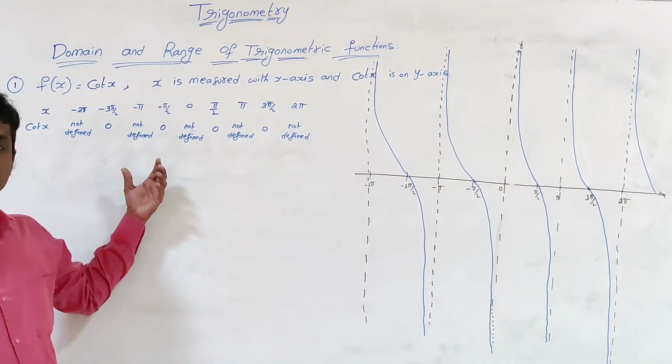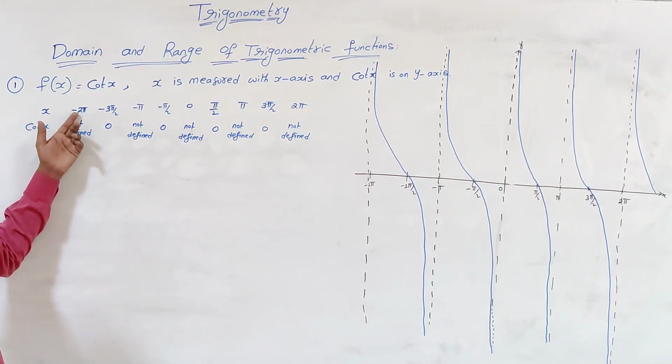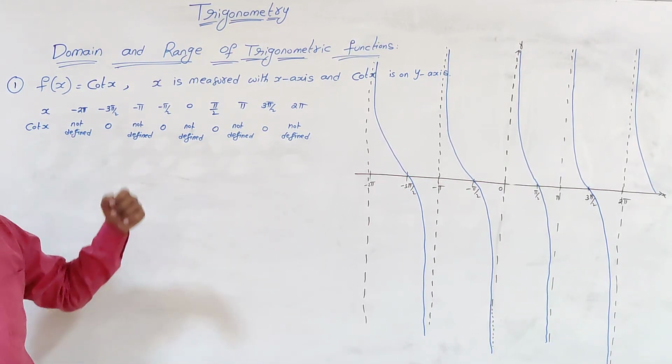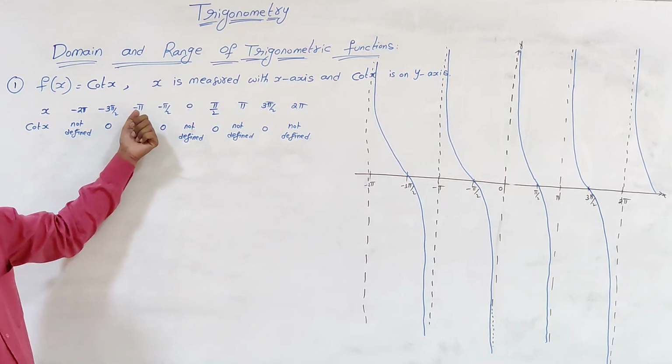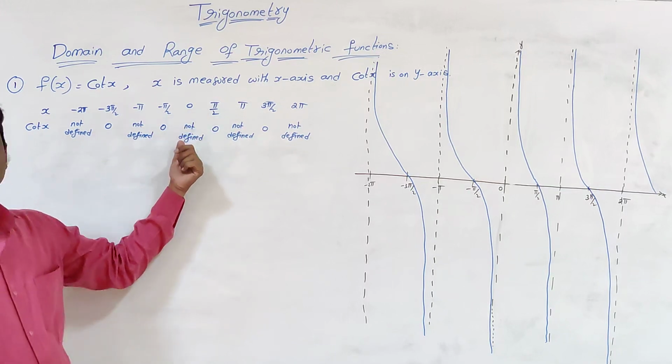So let us take some random values. If x is minus 2 pi, cot x is not defined. Minus 3 pi, it is 0. Cot of minus pi is not defined. Cot of minus pi, it is 0. Cot 0 is not defined.